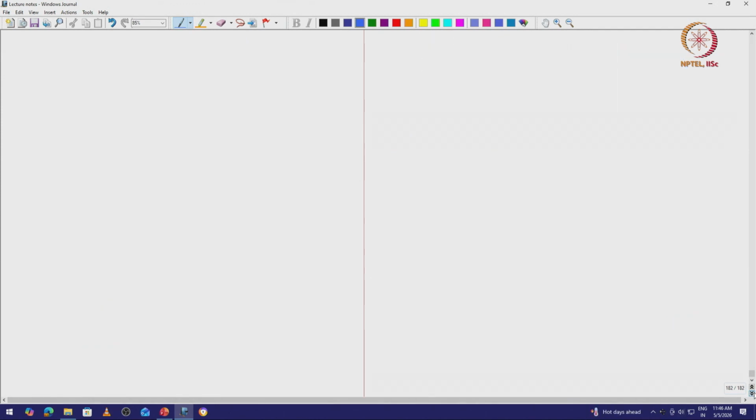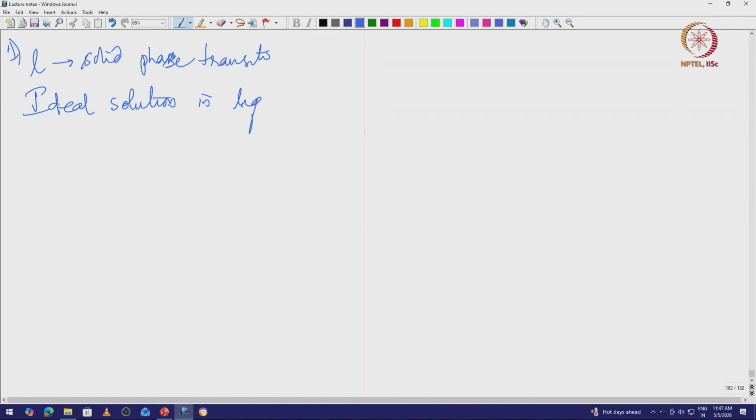Okay. So, let us start with an example. I have a liquid to solid transition. Or I can also call it alpha to beta, but that does not matter. My material is an ideal solution in liquid to solid phase transition of 1 and 2. So, components are 1 and 2. 1 and 2 form an ideal solution in liquid, and they are also an ideal solution in solid.